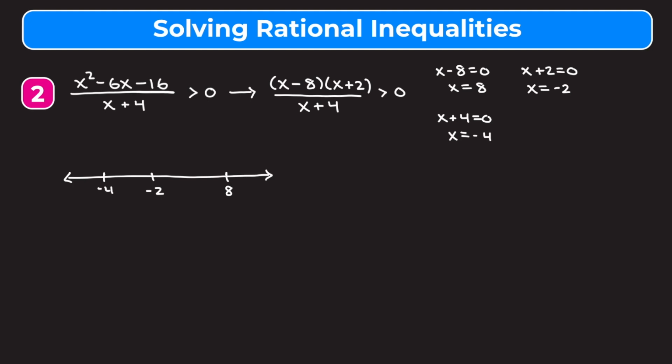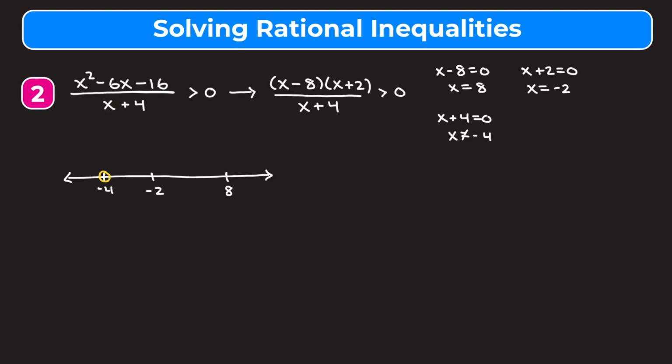If we plug in negative 4 into the bottom of our expression, it's going to make our denominator 0. And remember, we can never have 0 in the denominator of a fraction because it is undefined. So x cannot equal negative 4. So we're going to put an open circle at negative 4.